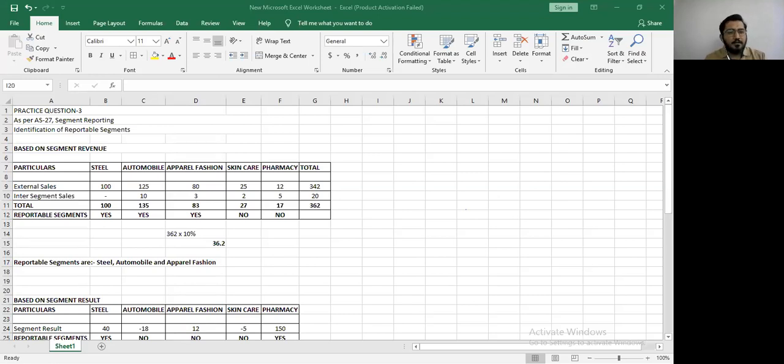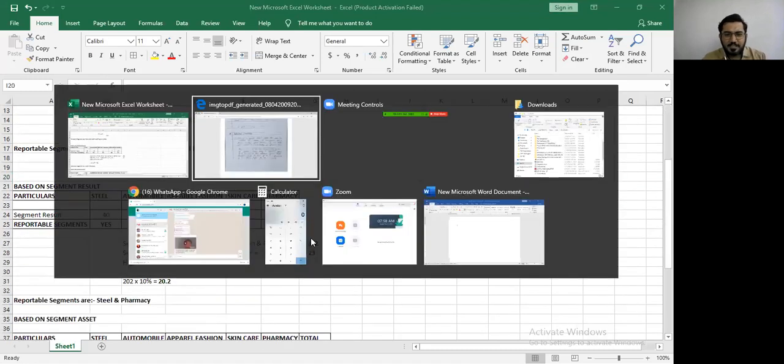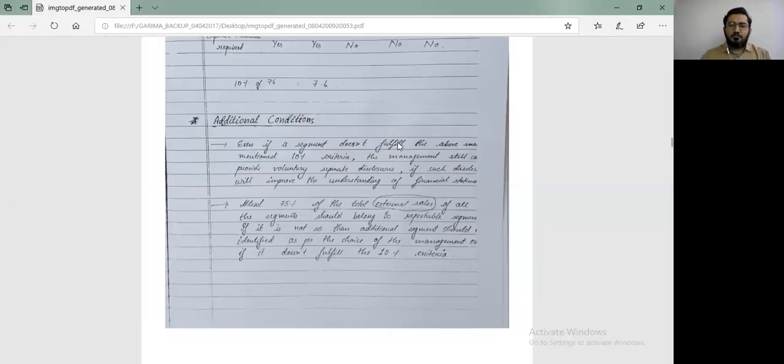I'm repeating both the conditions for you. Please pay attention. The first additional condition says that even if a segment does not fulfill the above mentioned 10% criteria, the management can still provide voluntary separate disclosures if such disclosure will improve the understanding of the financial statement. Our question did not say that we have to report any additional segment, because no such point was given. This condition was not applicable to us.